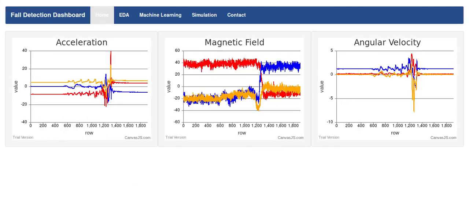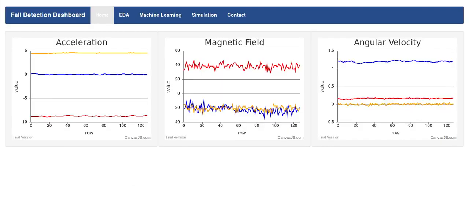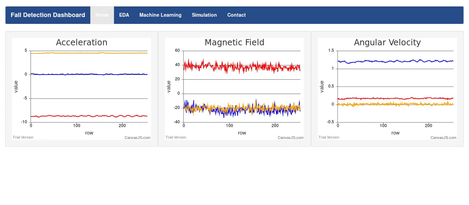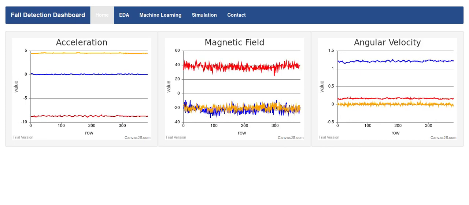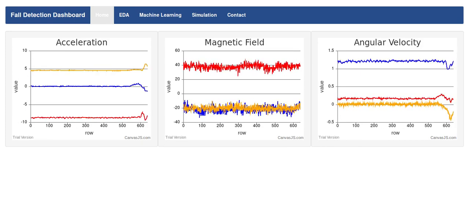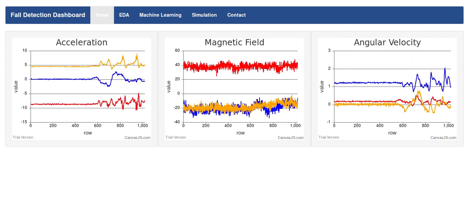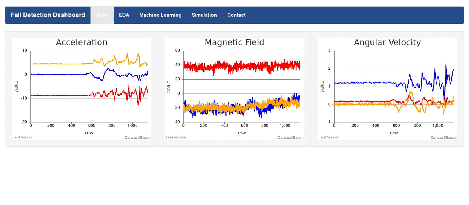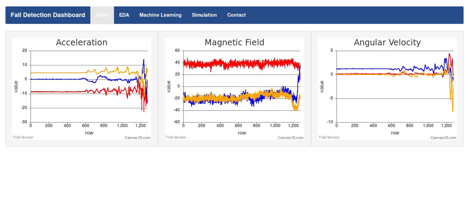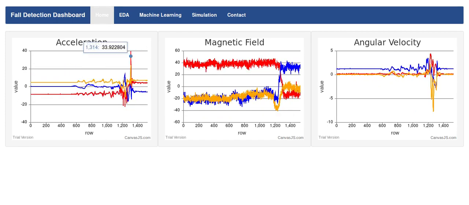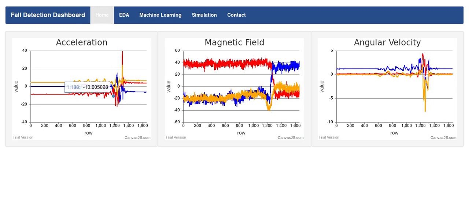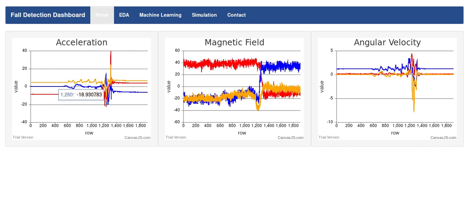Now I will move on to the dashboard that we created for our data analysis. These three dynamic graphs correspond to a single trial. As we can see, these are acceleration, magnetic field, and angular velocity. Now the disturbance in this graph corresponds to the actual event of that trial, and this is the part that we have fed for our model training.